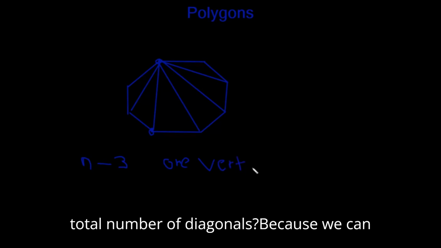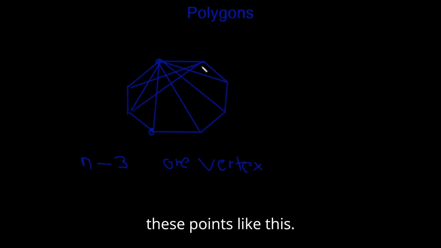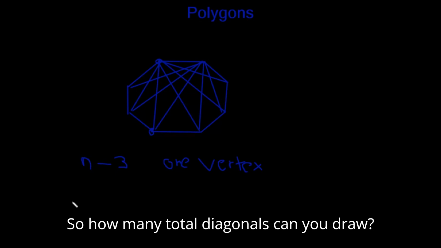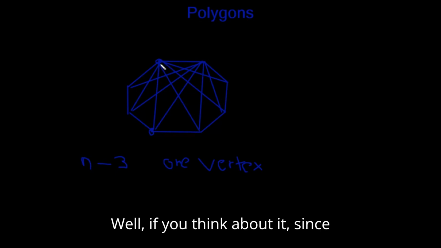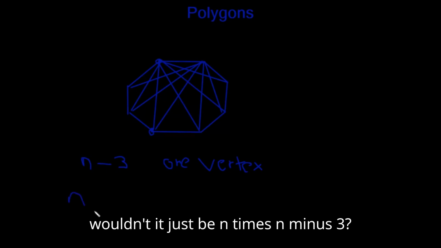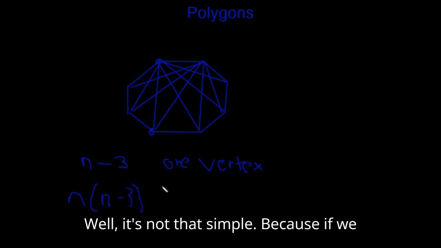What about the total number of diagonals? Because we could also draw diagonals from this point to these points like this, right? So how many total diagonals can we draw? Well, if you think about it, since there are n minus 3 that we can draw from one point and there are n vertices, wouldn't it just be n times n minus 3? Well, it's not that simple.